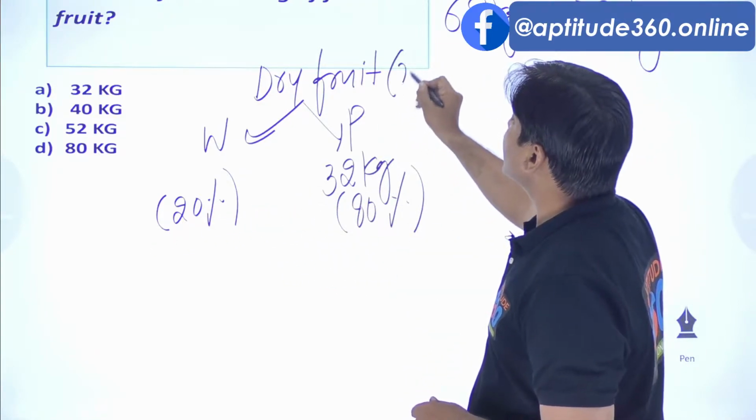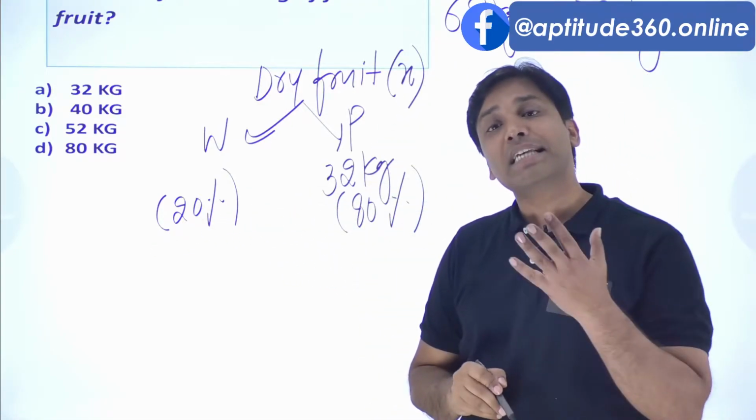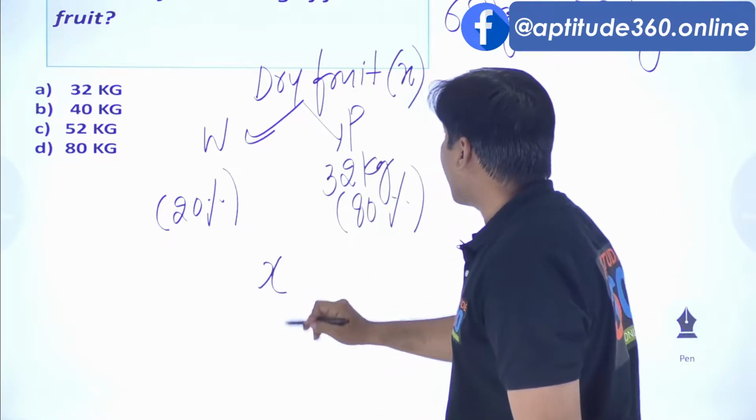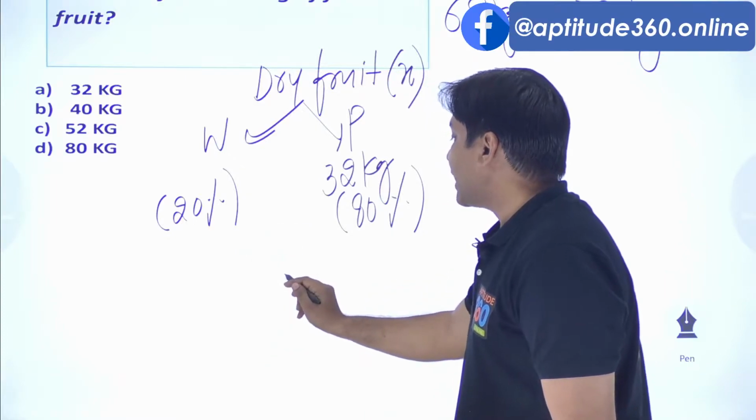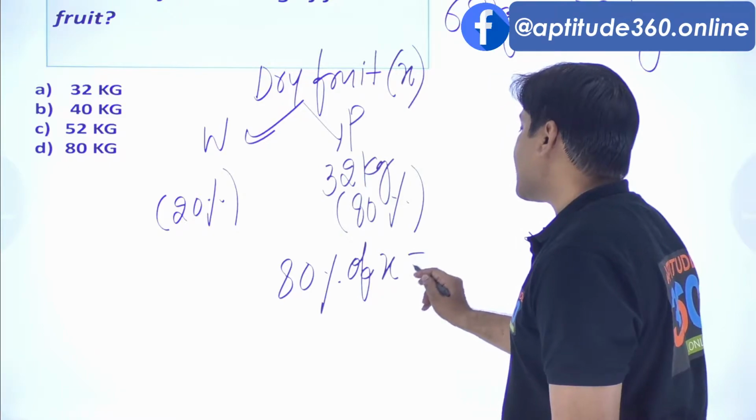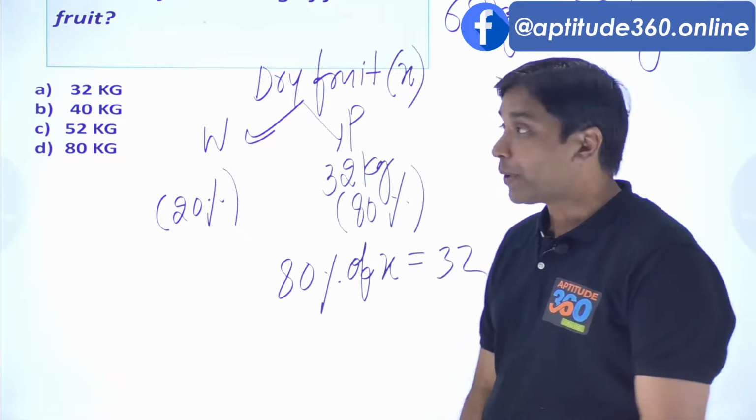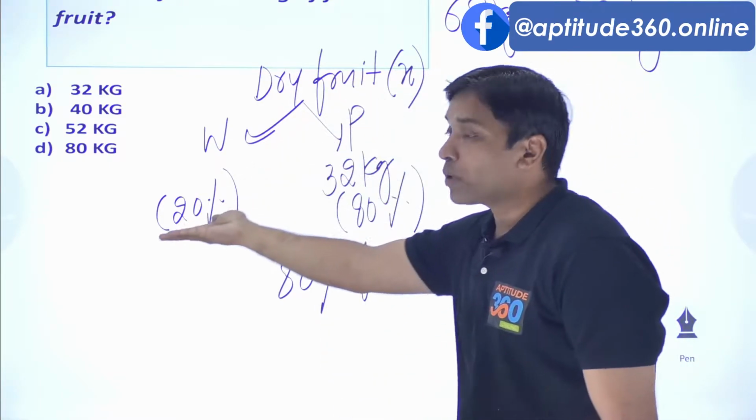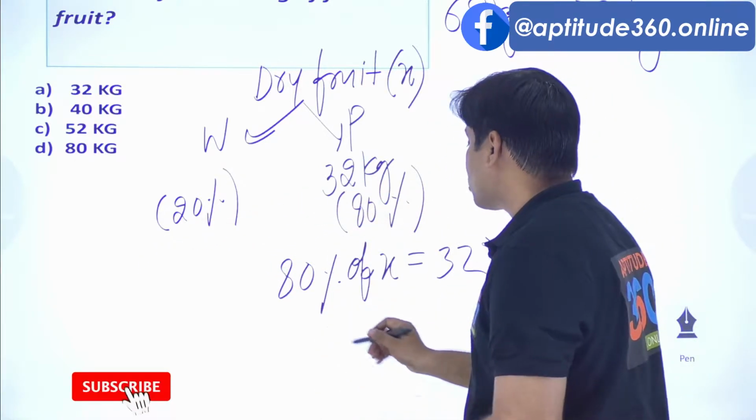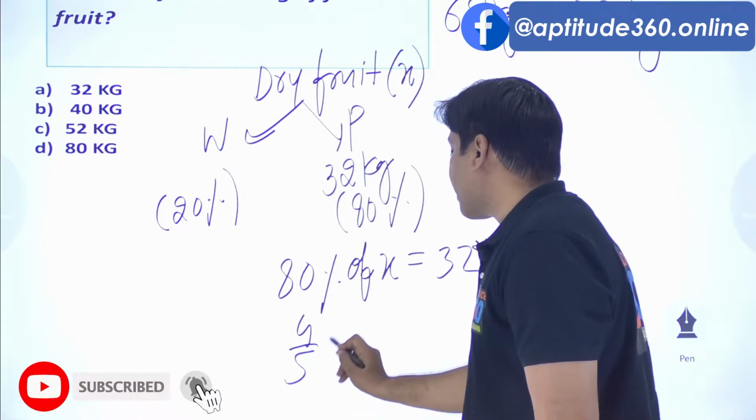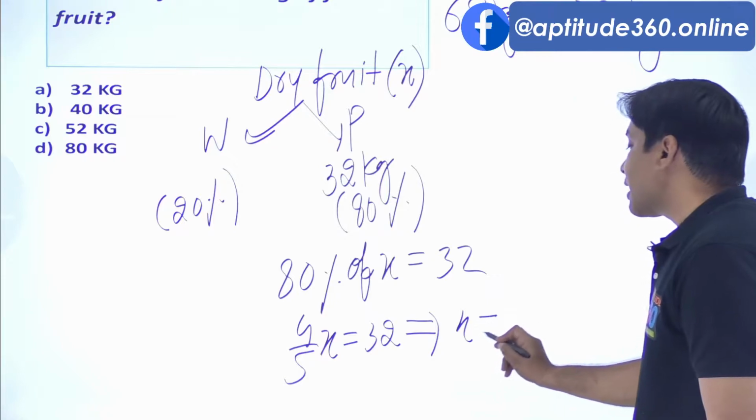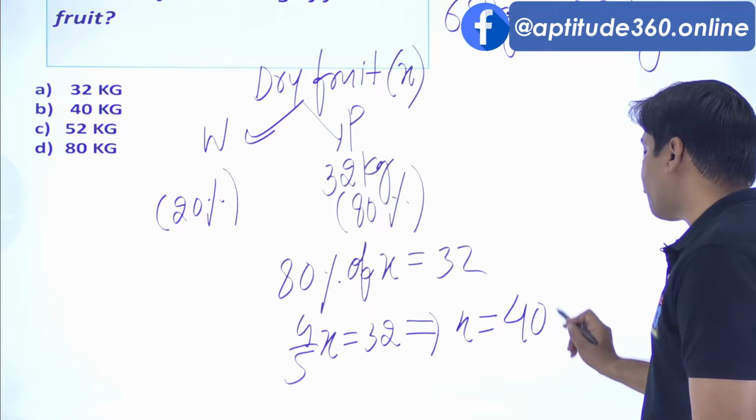Let us assume that the quantity of dry fruit is x kilogram, right? So can I say here that 80% of x is this 32 kilogram, right? So out of this x, 20% is water and 80% is pulp. Problem लगाएंगे, खत्म हो जाएगा. So that is 4/5x is coming out as 32. And if you simplify this, the value of x will come out as 40 kilogram.